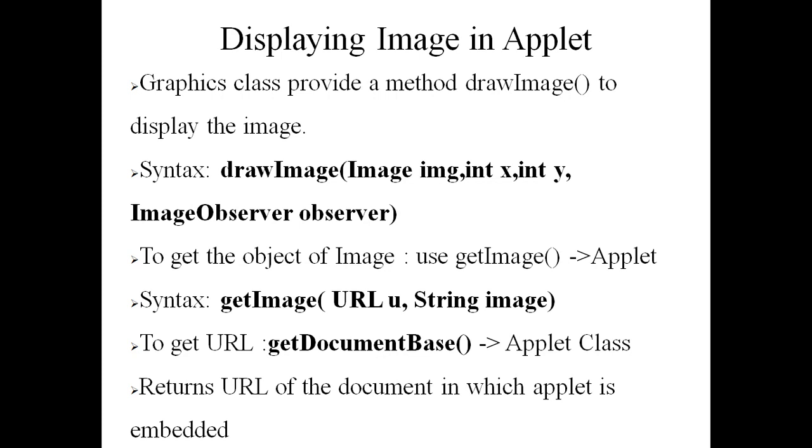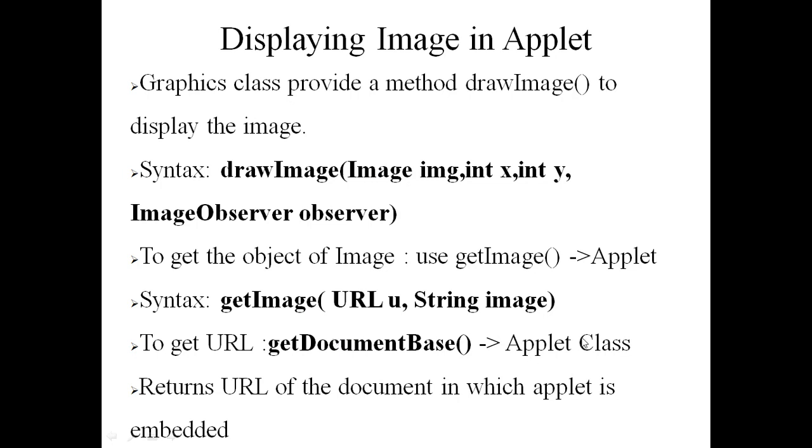So basically, drawImage is used for drawing the image. drawImage takes a parameter called the object of Image. To get the object of Image, we have to use the getImage method, which takes two parameters. One is the URL, the other one is the name of the image. To get the URL, you use another method called getDocumentBase. So basically, drawImage is used for displaying the image in an applet. drawImage belongs to the Graphics class. getImage and getDocumentBase belong to the Applet class.